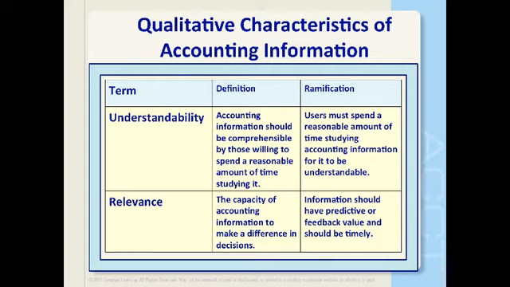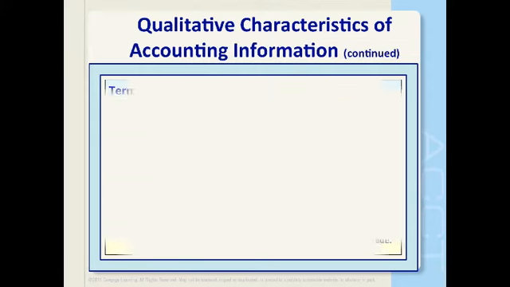Then the information that we provide also has to be relevant. It has to have relevance to the users of those financial statements or of the accounting information. That is the capacity of accounting information to make a difference in decision making. So what we're reading has to be relevant, with predictive or feedback value that I might have. It must also be timely. If I'm getting my financial statements a year after the fact, I can't in fact change anything. So they also need to be relevant as well as timely.